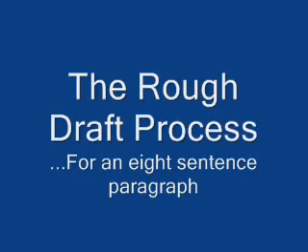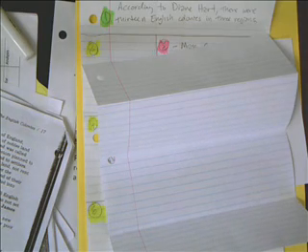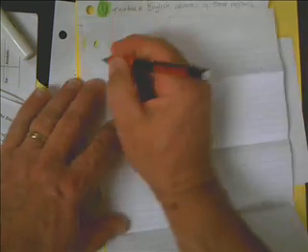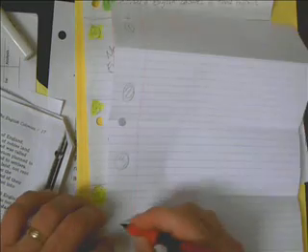All right, ladies and gentlemen, this is the rough draft video, and we are using the example of the English colonies, the first one of these paragraphs that we did. You can see my accordion folded paper, and I am numbering it. There we go. Stop and click out some more pencil lead, and that's number 4.